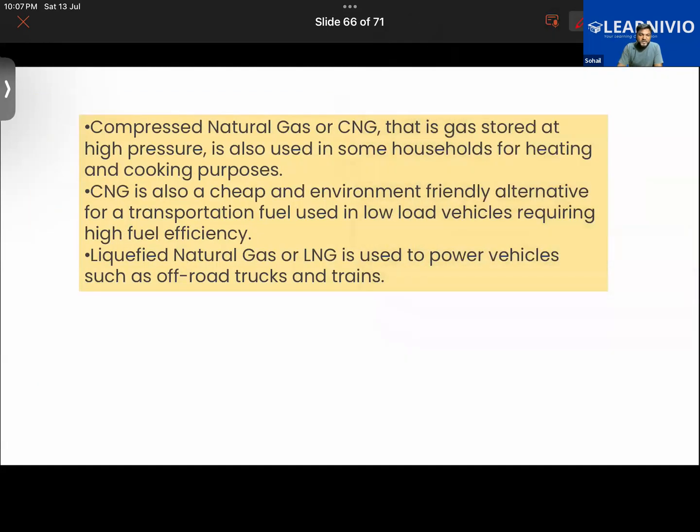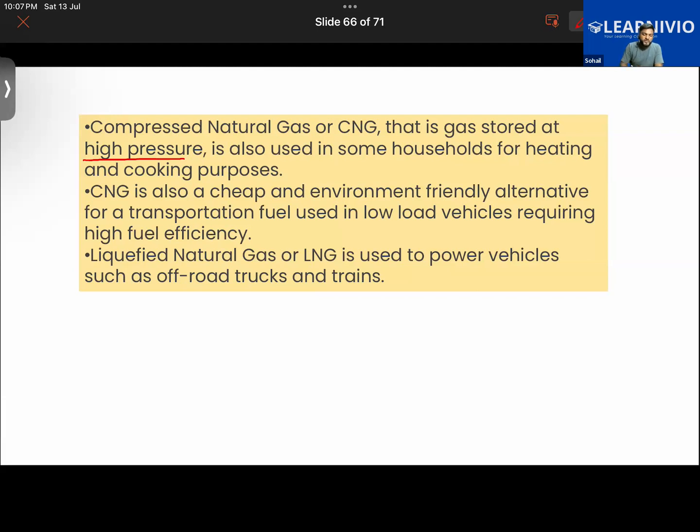Furthermore, this natural gas would be stored in the compressed state. First, it will be compressed and then it would be stored. First, it would be compressed under high pressure, and then it will be converted into a liquid, because when you compress the gas, it turns into liquid. Getting what I'm saying? When you compress the gas, it is converted into liquid.